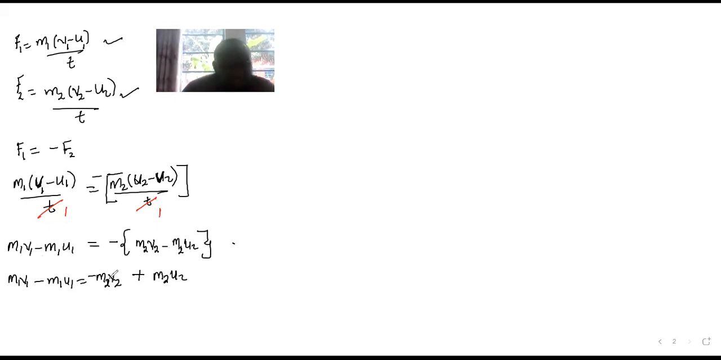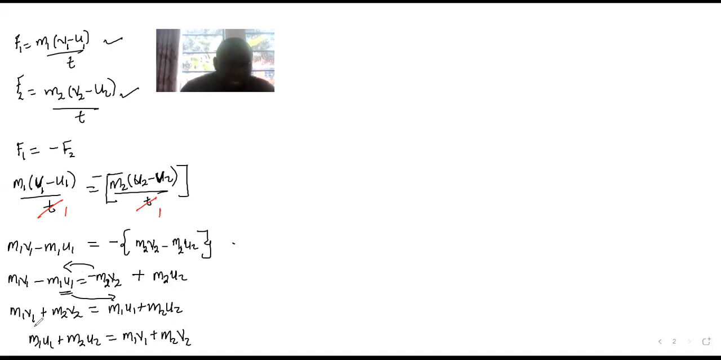Now you can move this M2V2 to the other side, where we shall have M1V1 plus M2V2 is equal to M1U1 plus M2U2. I have also moved this one this way to become a positivity, and I've moved that one to the other side. So in totality, M1U1 plus M2U2 is equal to M1V1 plus M2V2. And indeed, this is our principle of conservation of momentum.